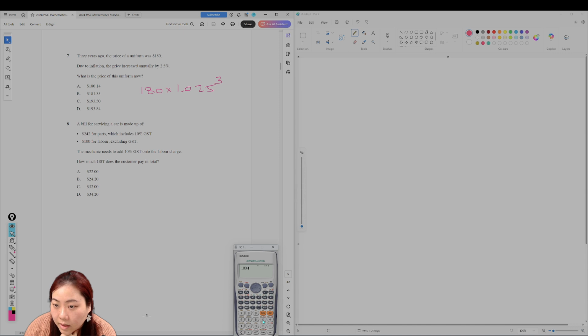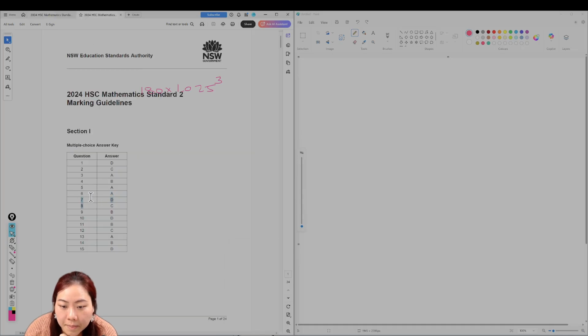$180 times 1.025. Where is cubed? Cubed. $193.84. 7D. Yeah.